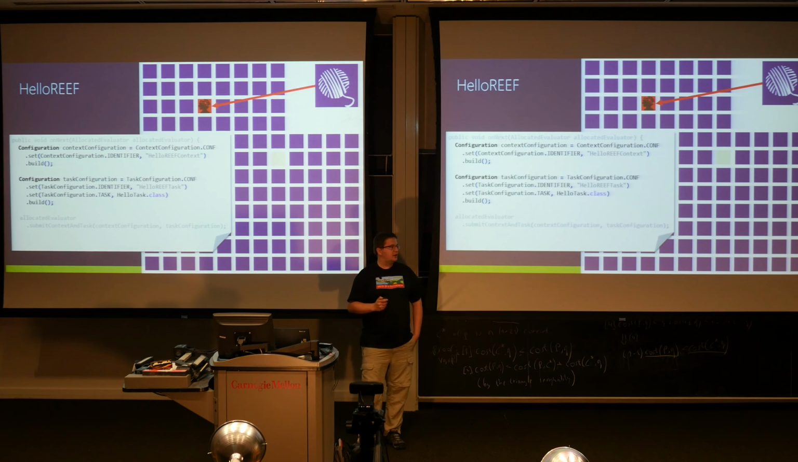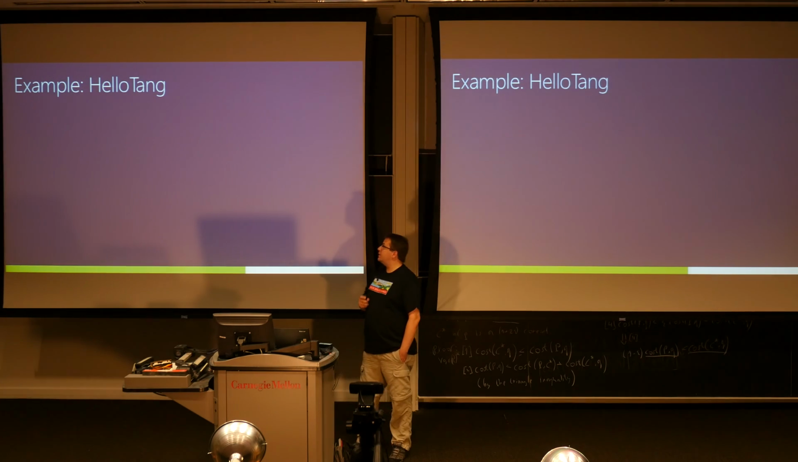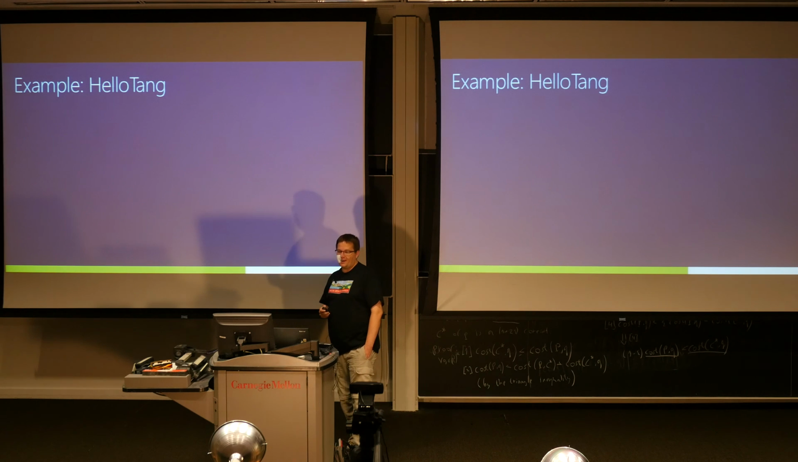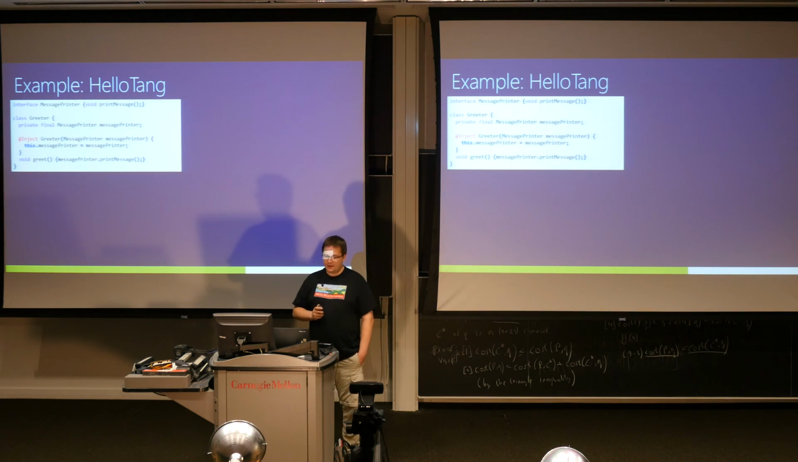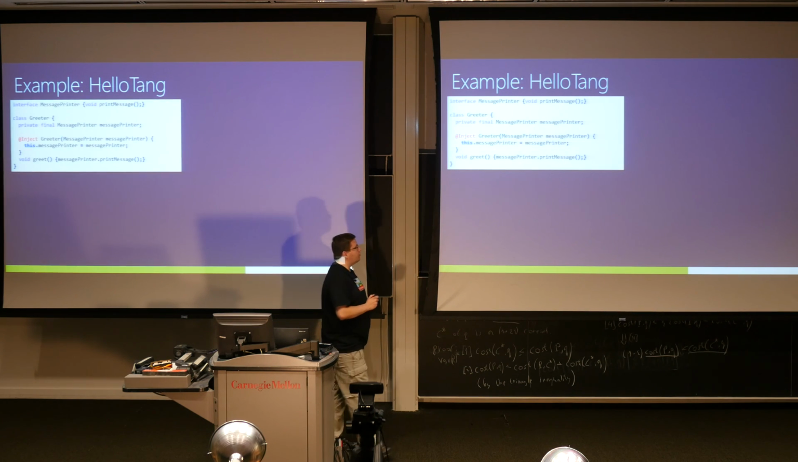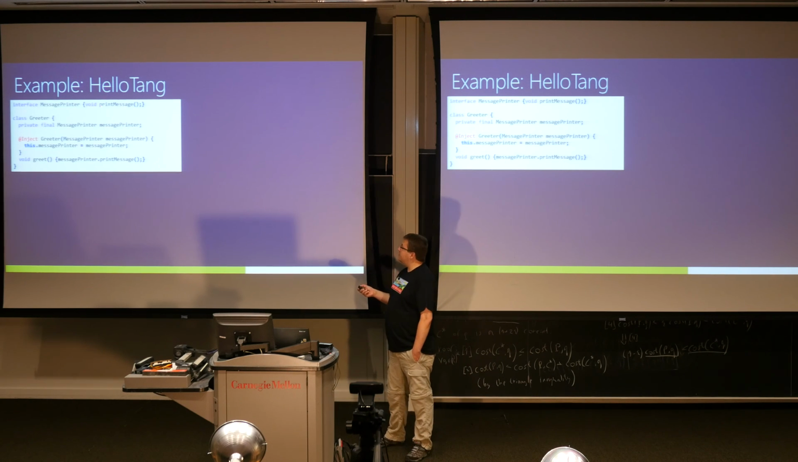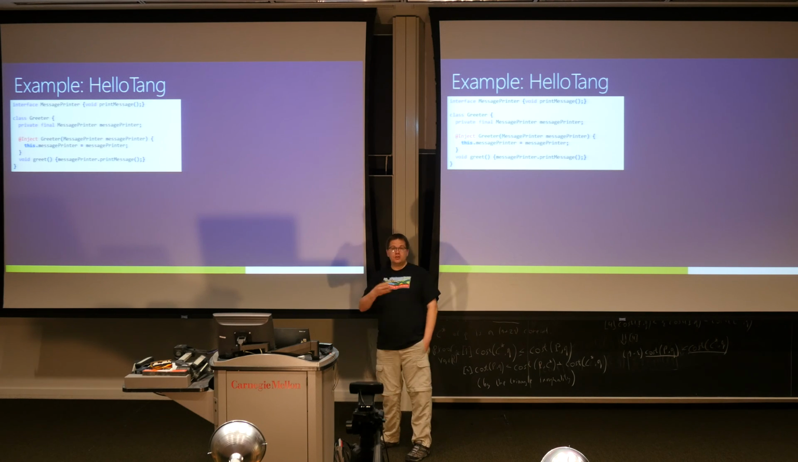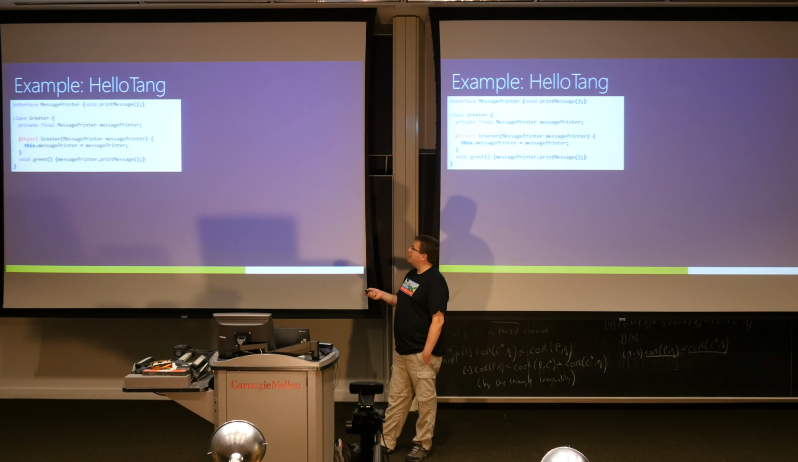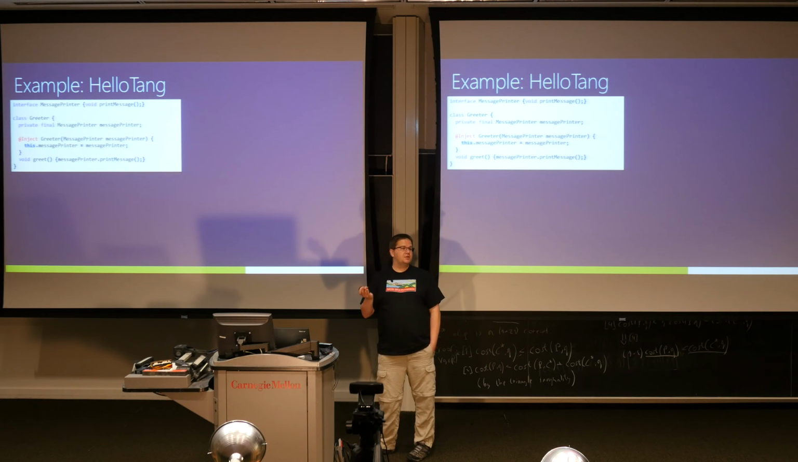And in good computer science tradition, we have a Hello example. In this case, it's called Hello Tang. So Hello Tang consists of an interface called MessagePrinter, which has a single method, printMessage, right? And you can imagine what that message will be, right? Hello world or something like that. And then we have a class Greeter, which needs a MessagePrinter as a constructor parameter. Right? This is a very common design pattern.